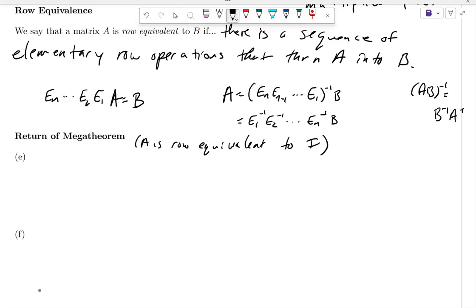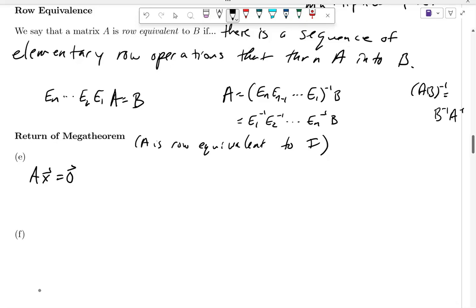One that I forgot to write down, which goes along with that idea of having a unique solution. Remember, one of the equivalent conditions we had was that AX equals B has a unique solution no matter what the B is on the right-hand side.